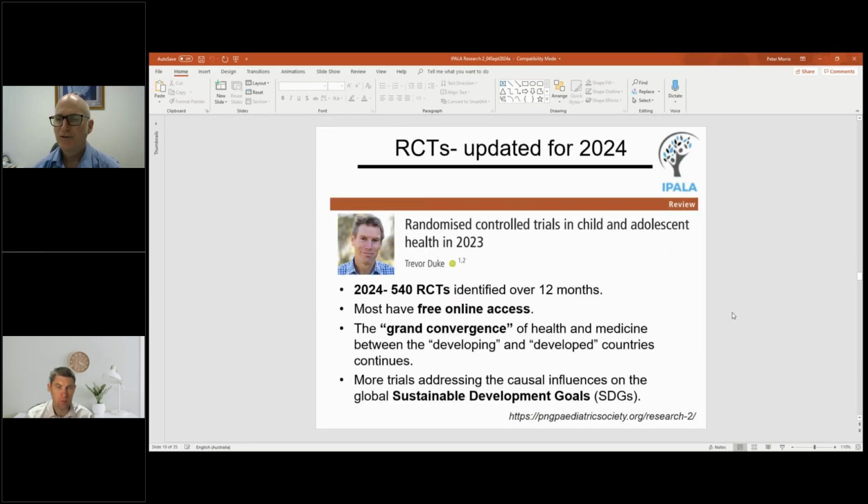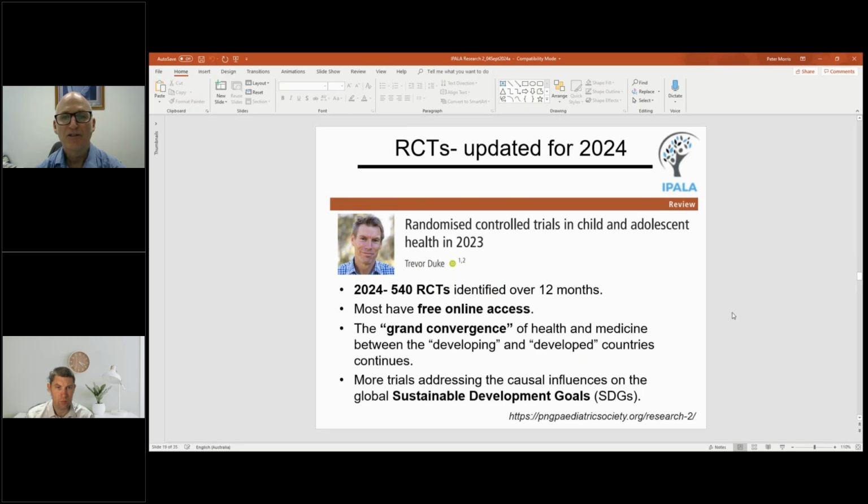So let's move on to a couple of examples. I talked briefly about Trevor Duke last time. Every year he produces a list of randomized controlled trials that have been conducted in low and middle income countries around the world, and he's just provided us with his list for 2024. They're all published on the PNG Pediatric Society website, and that link is in the IPALA website as well.